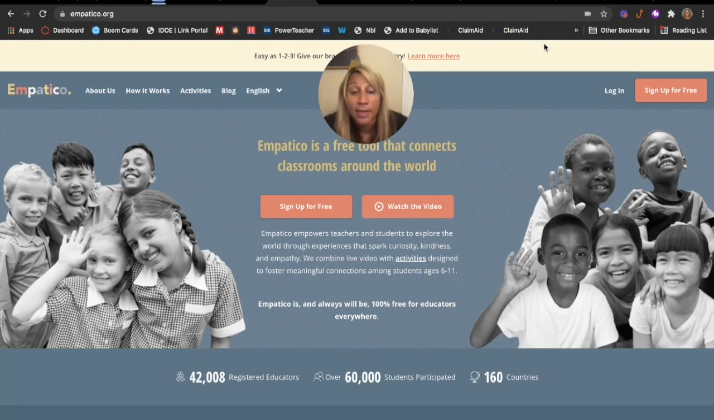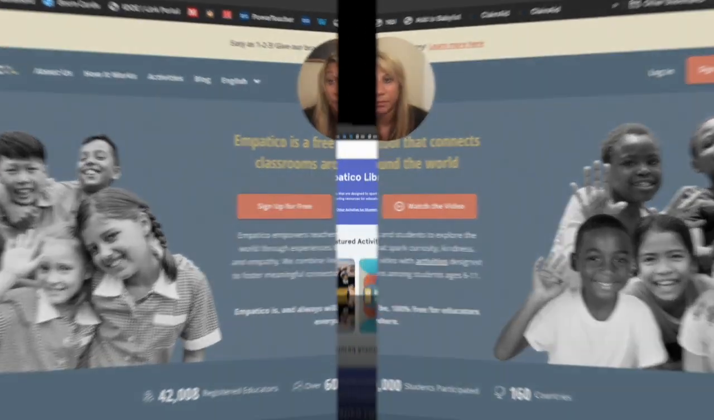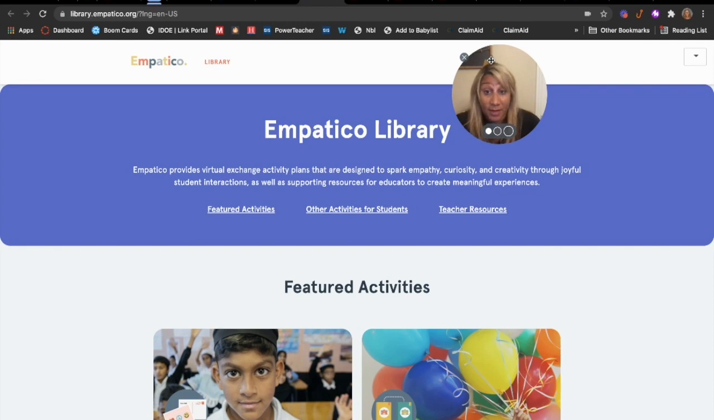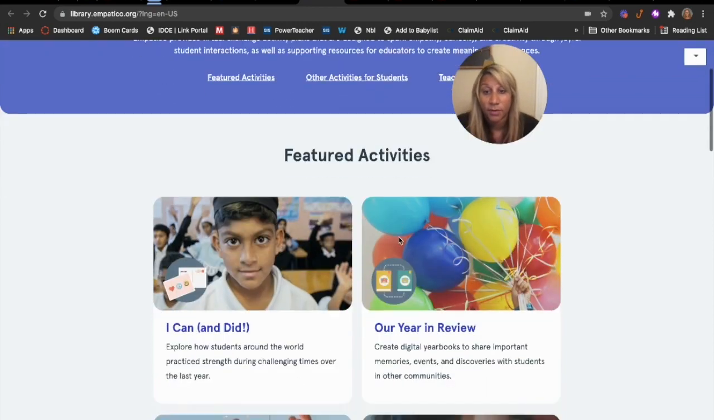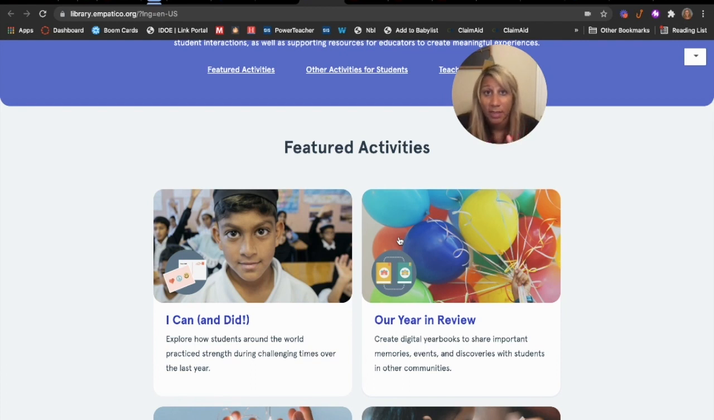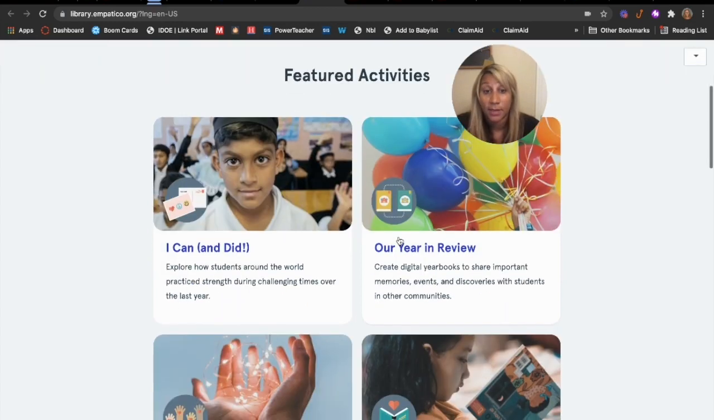Another thing that it said is the lessons are already created. So let's go ahead and take a look at some of the activities now while we're in here talking about it. So here I am at the library, and as you can see, it has the featured activities, other activities, and then our teacher resources. So let's just take a look at one of the activities and see what some of the things are that they are going to be doing with this other classroom in a different location. Let's go ahead and do I Can and Did.